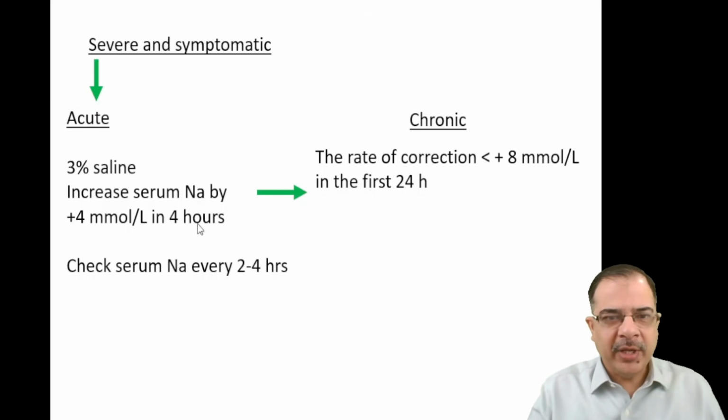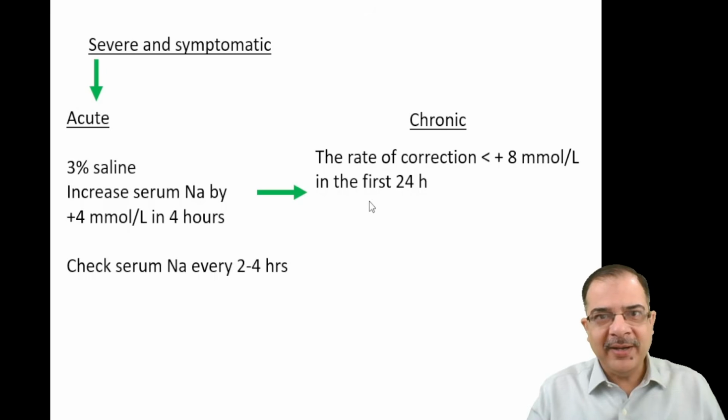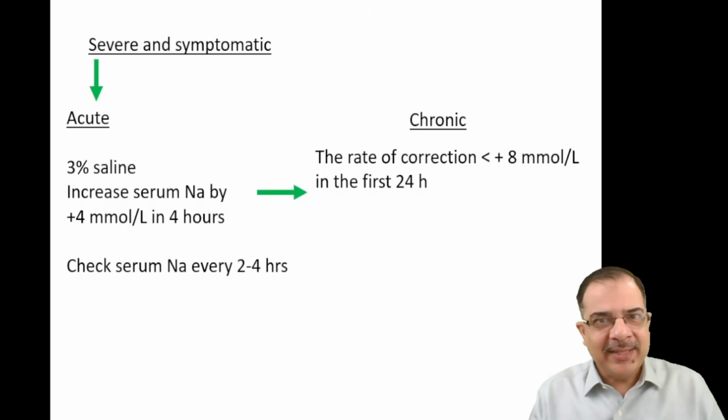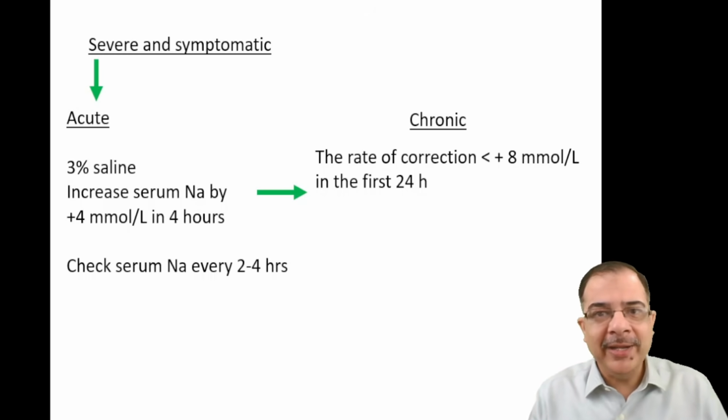If the sodium here was 110 at baseline, we will make it 114 in 4 hours. After that, in the next 24 hours, we will make it 114 +8. That will come out to be 122. So our target in the next 24 hours will be to make it 122.